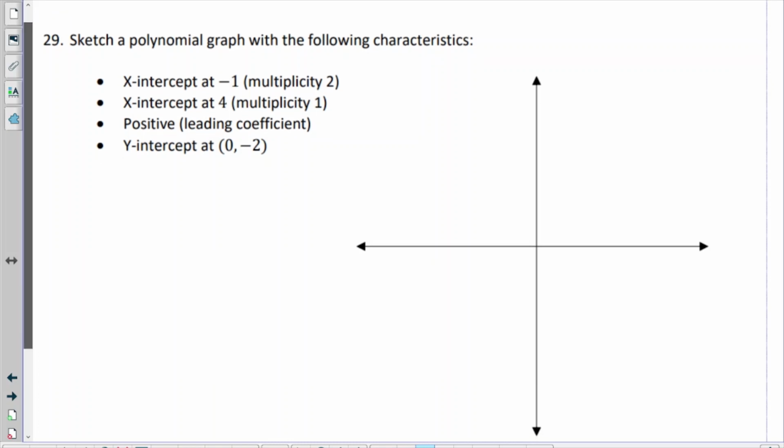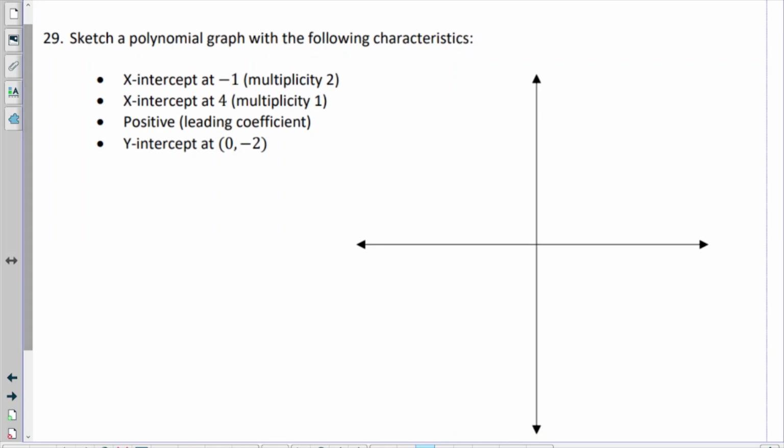Sketch a polynomial. Oh, I love these problems. So we just put the points down and then think about the only way to fit that, okay? We don't have to write the equation for anything. We just have to plot the points. So x-intercept at -1 is like right here. We'll do that. So that's at -1.